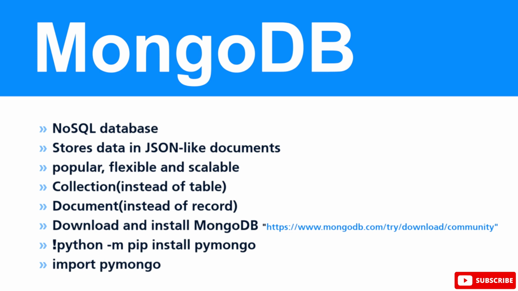You can use the MongoDB database to store data in JSON, or JavaScript Object Notation, like documents. It's so popular, flexible, and scalable. You can store large datasets by using the MongoDB database. In MongoDB, we use collections instead of tables and documents instead of records or rows.